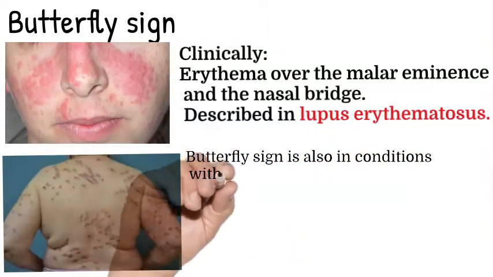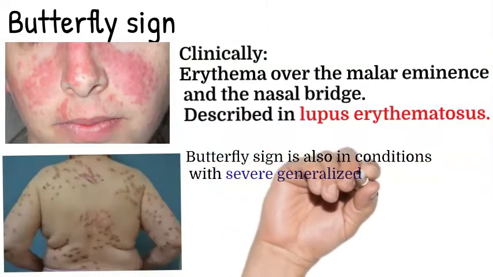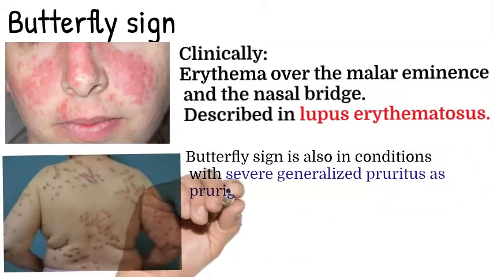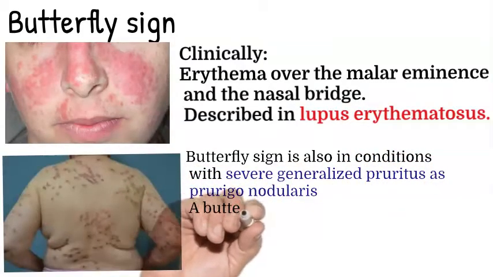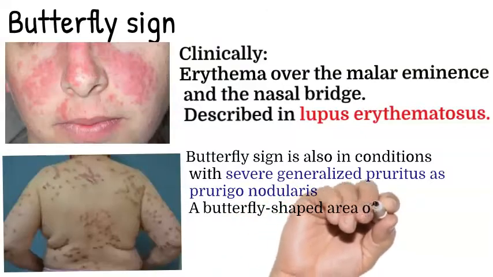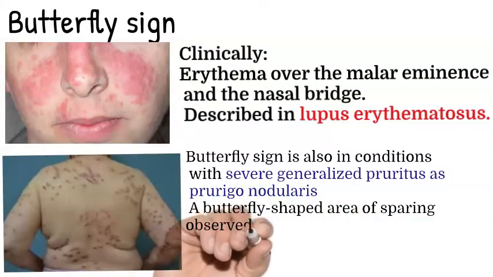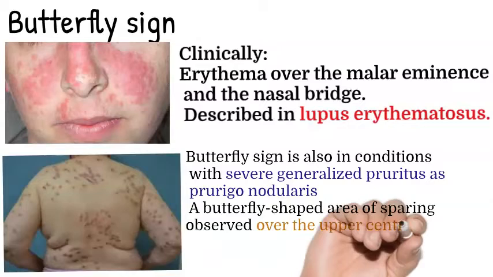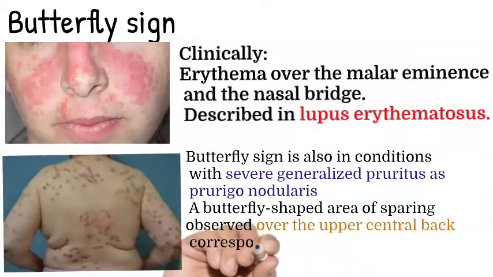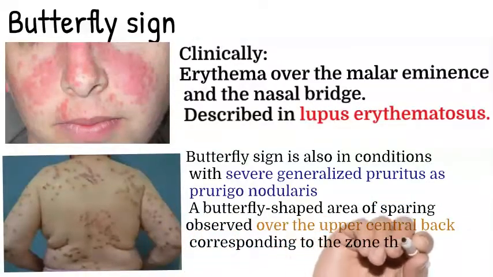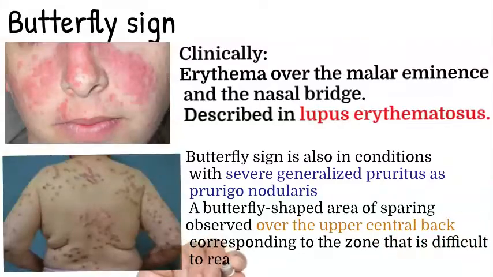Here this sign is present in conditions with severe generalized pruritus as prurigo nodularis. Sparing sign over the upper central back. This site corresponds to the zone that is difficult to reach by hands.